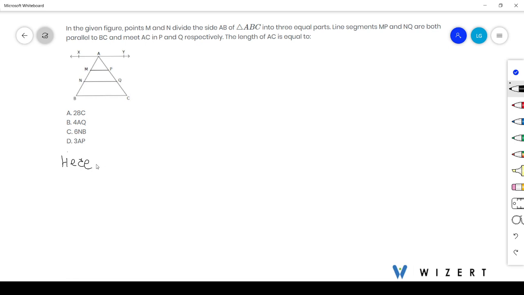Here, M and N divide the side AB of triangle ABC into three equal parts.